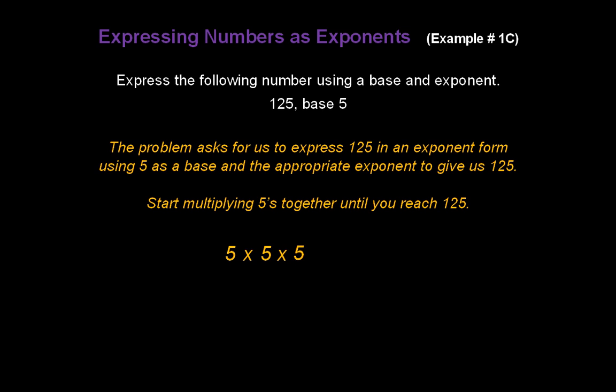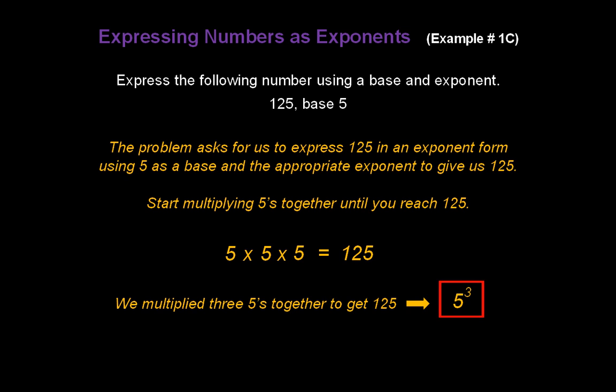We're going to multiply by another 5. 5 times 5 times 5 is in fact 125. So we're done multiplying 5's together. We multiplied 3 5's together to get 125. So 125 written with a base and an exponent is 5 to the third power.